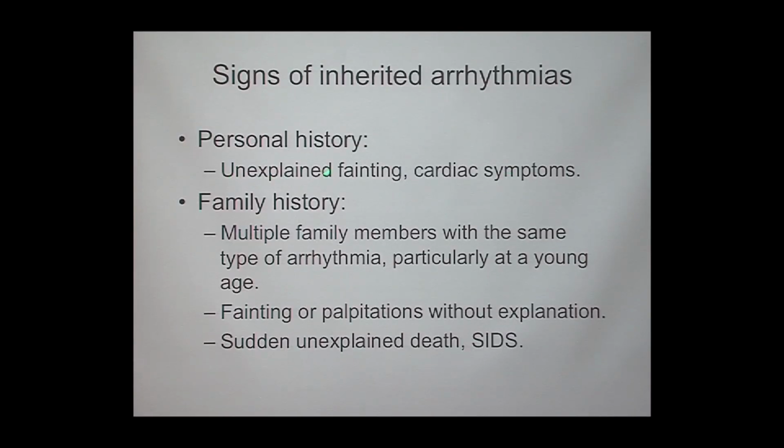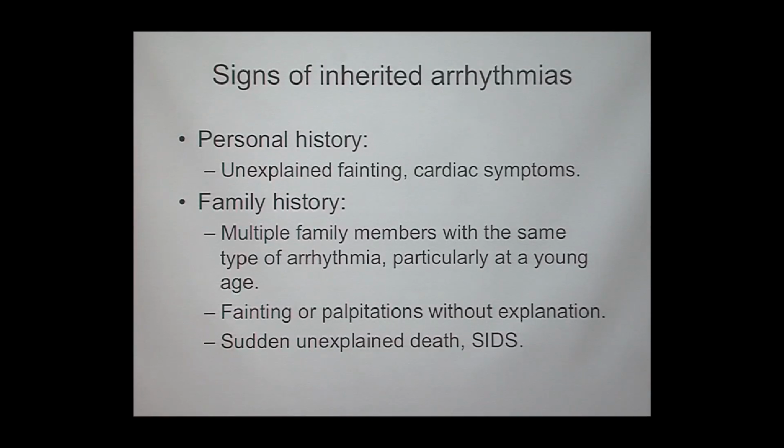So, personal history: unexplained fainting or cardiac symptoms. Family history: multiple family members who have the same type of arrhythmia, particularly if it occurs at a young age. Arrhythmia just means an abnormal heart rhythm, a heart rhythm that's not the normal standard kind of rhythm. Fainting or palpitations without explanation, and unfortunately, sudden unexplained death, including sudden infant death syndrome, but also, for example, death that occurs unexplained during swimming. What seems to have been a perfectly healthy 19-year-old who knew very well how to swim suddenly drowns for no explanation at all.